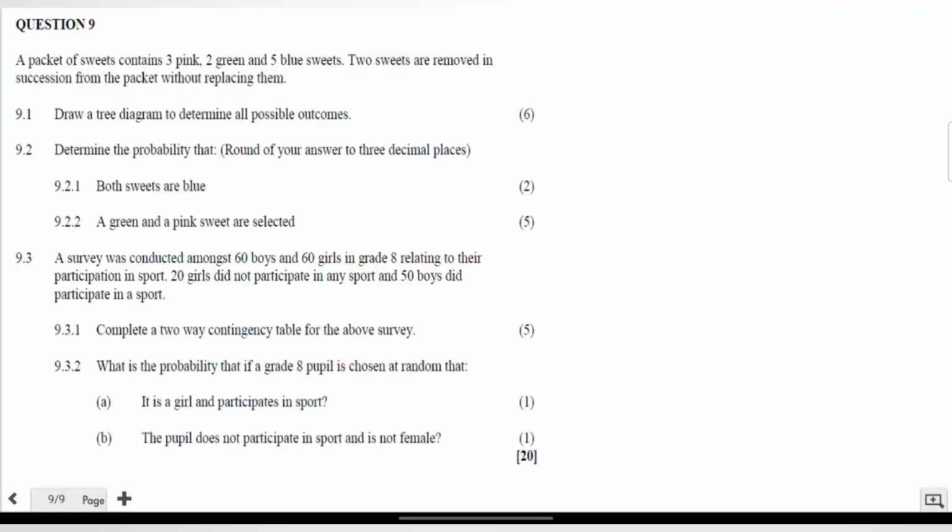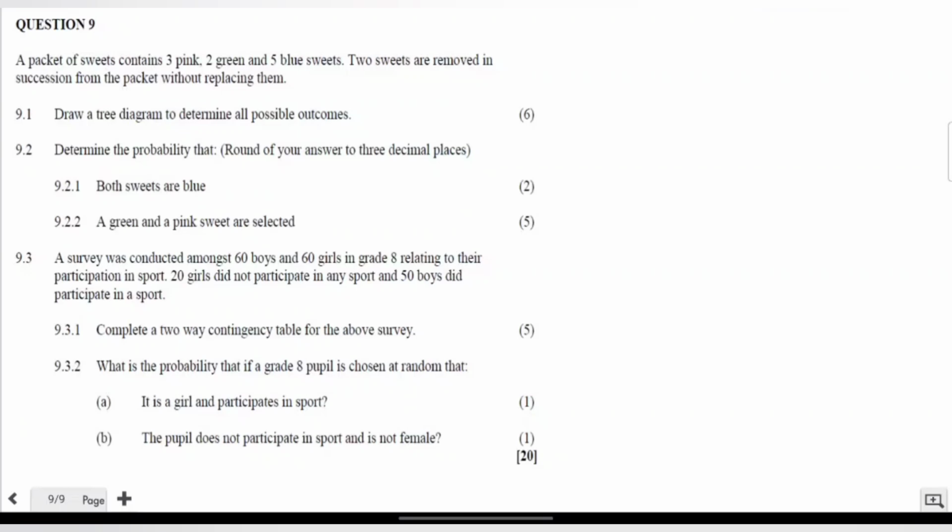A packet of sweets contains 3 pink, 2 green and 5 blue sweets. So altogether, 10 sweets are there, where 3 of them are pink, 2 of them are green and 5 of them are blue. So altogether 10 sweets are there. So 10 is the sample space, isn't it?